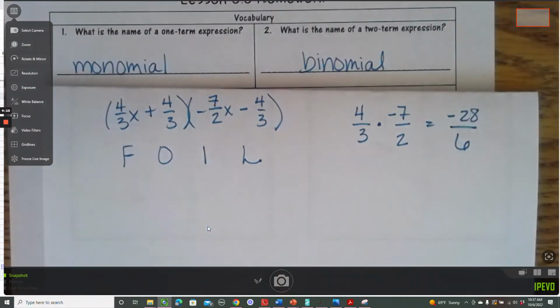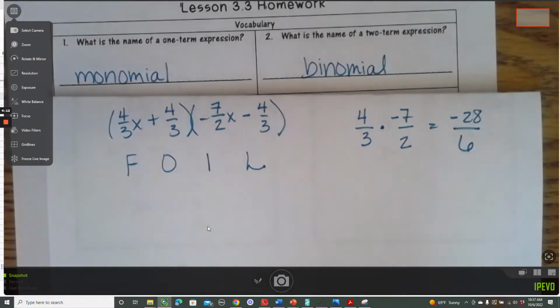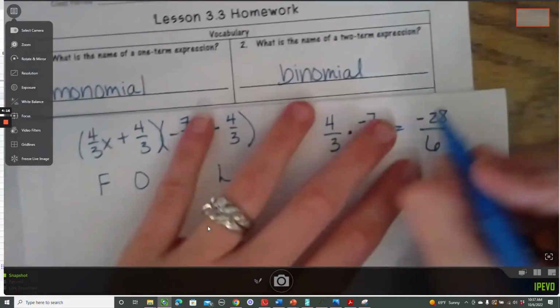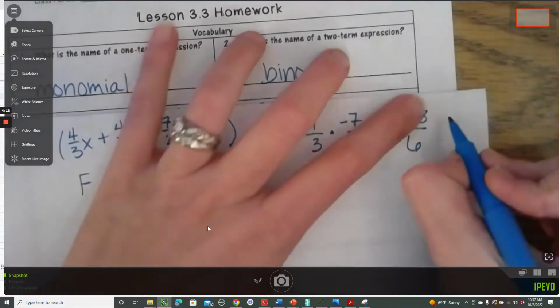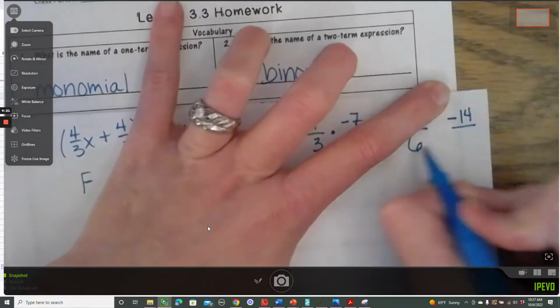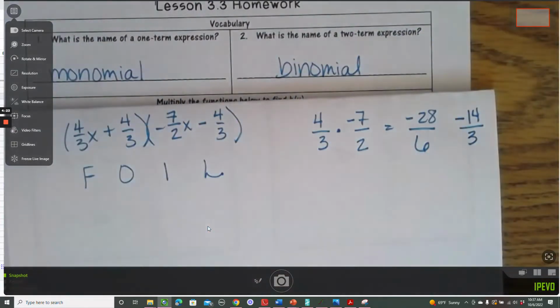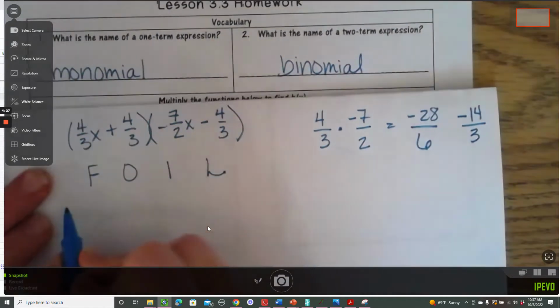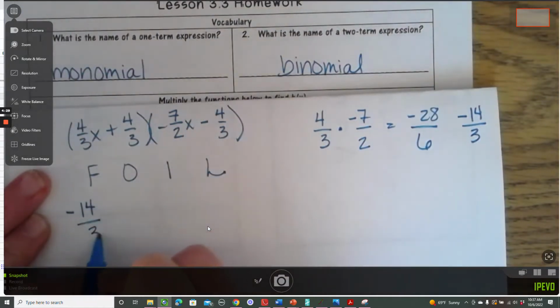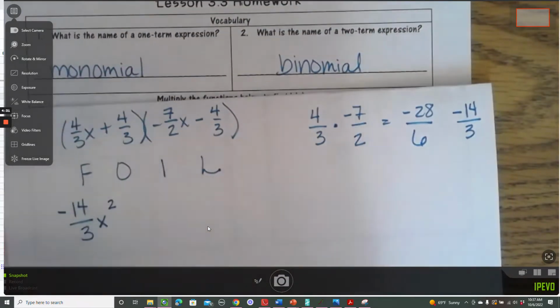Always simplify your functions. Anybody know what number will go into 28 and into 6? 2. So -28 divided by 2 is -14, and 6 divided by 2 is 3. Why did I divide those? Simplest form. You can do all of this on a calculator. I'm just showing you the process by hand.